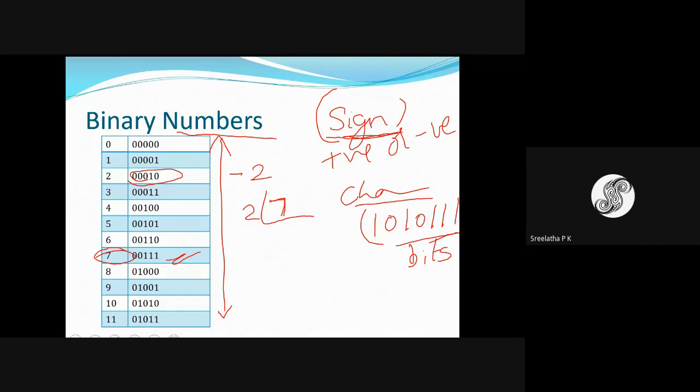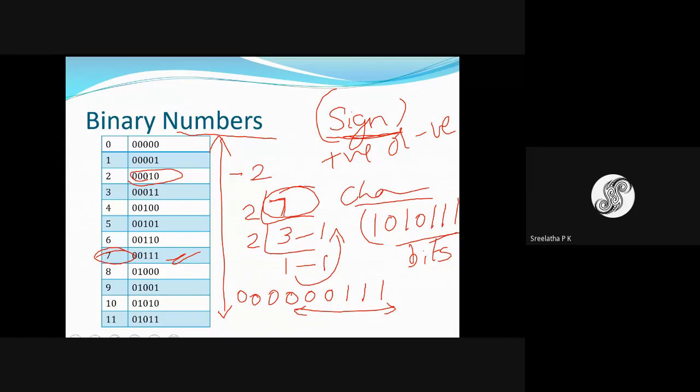7. So you divide by 2: 2 3s are 6, 1 is the remainder, and 2 1s are 2, 1 is the remainder. So this is the binary value of 7, that is 1 1 1, preceded by any number of zeros. However many bits the number should represent, that many zeros you can add. All of you know this conversion from decimal to binary? Yes or no?